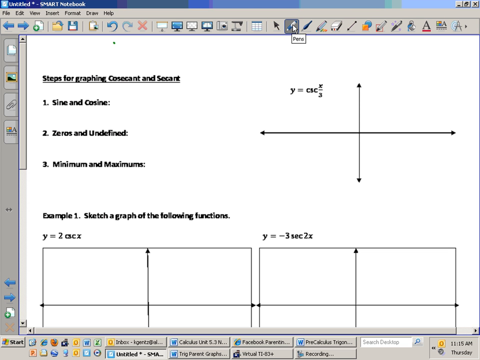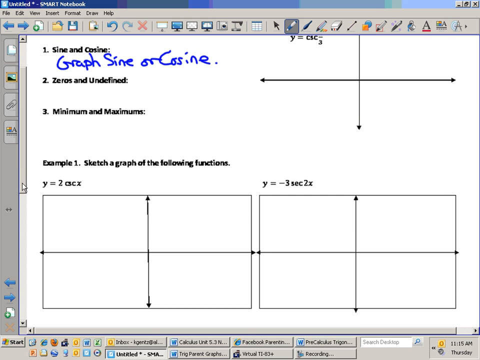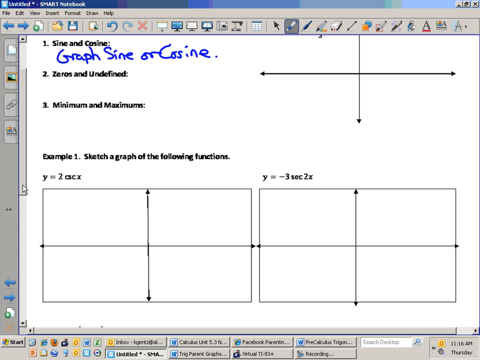Steps for graphing cosecant and secant. Step 1, graph sine or cosine. That's what we start with every time, and those will be the steps I walk you through. So for example 1, y equals 2 cosecant of x. What will I graph instead of y equals 2 cosecant? y equals 2 sine of x. That's what I'm going to graph instead, so I'm going to start there.